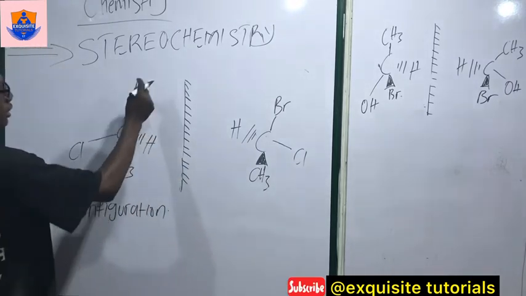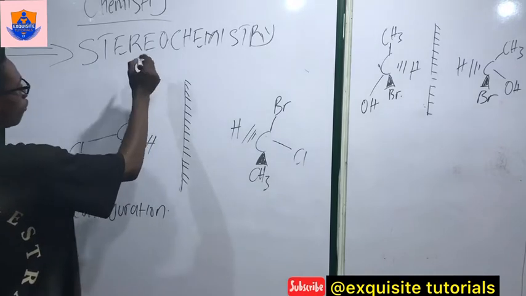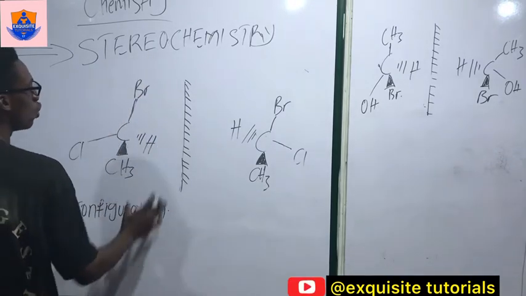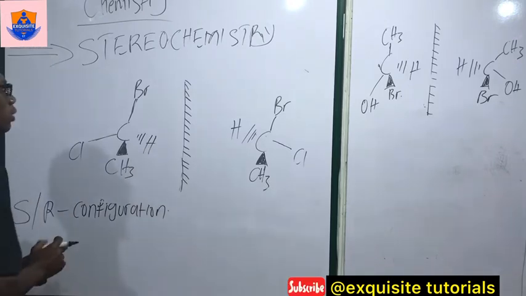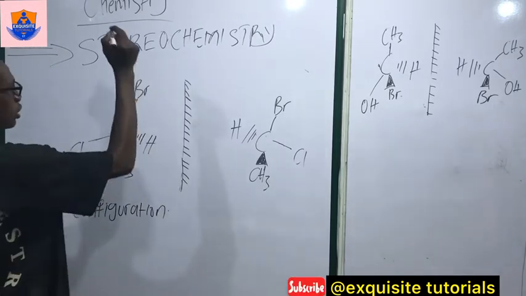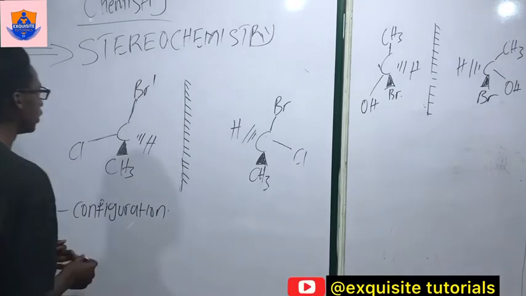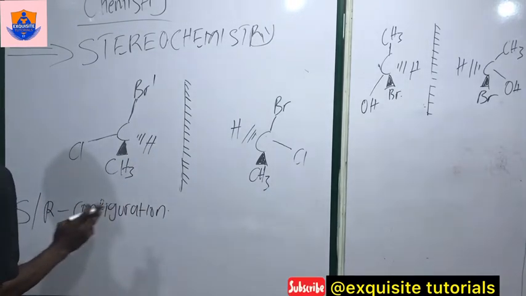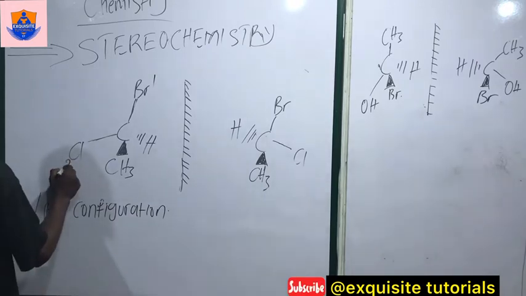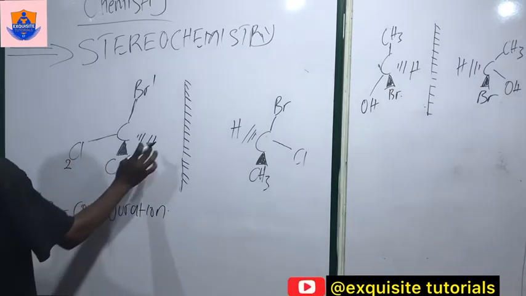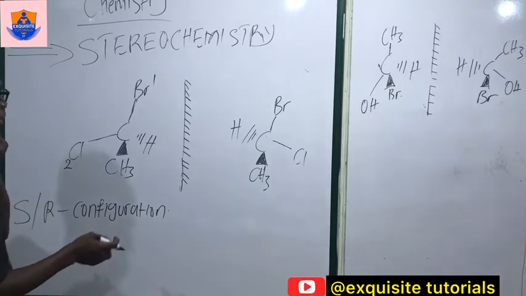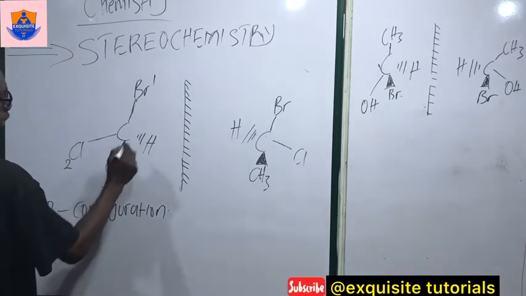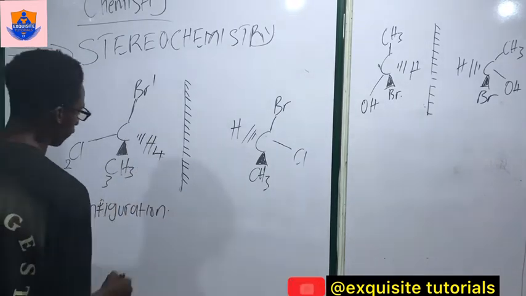So now we have bromine, chlorine, carbon, then hydrogen. Which of these has the highest atomic number? It is bromine. So name bromine as 1. Then between chlorine, carbon, and hydrogen, which of these has the highest? We have chlorine. So chlorine is 2. Then between carbon and hydrogen, hydrogen is always the lowest, so surely carbon should be bigger than hydrogen, so we have it as 3. Then we have hydrogen here as 4.